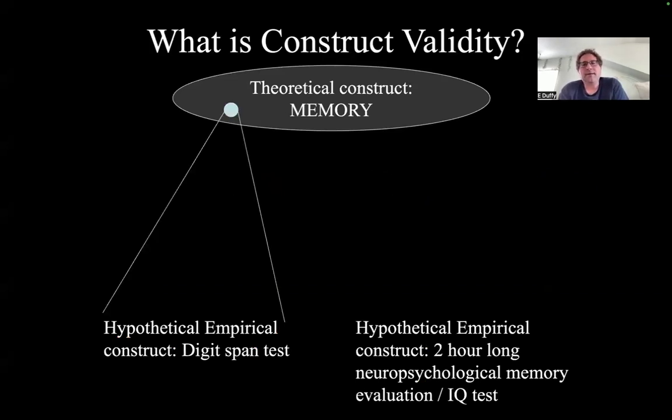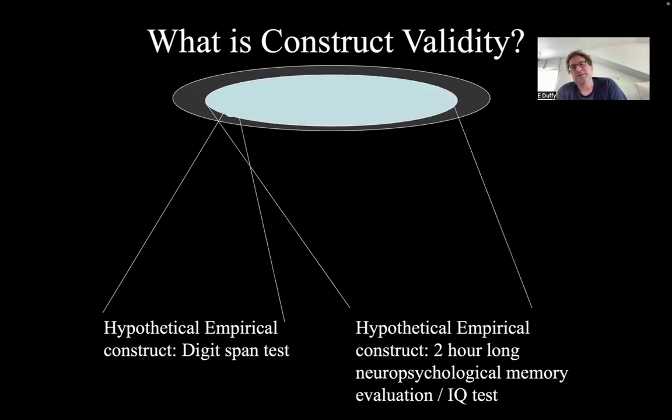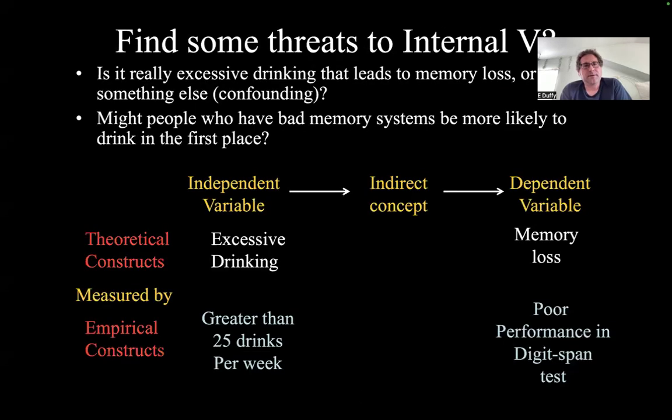One hypothetical empirical construct might only tap into a very tiny aspect of a theoretical construct such as memory, whereas some other tasks, such as a 2 hour long neuropsychological evaluation, might tap into a much larger part. It's almost like you're standing down on the earth and illuminating clouds with either a laser, which only taps into a small point of the cloud, or a floodlight, which is going to capture the whole cloud. So this is the kind of issue that we deal with in construct validity.